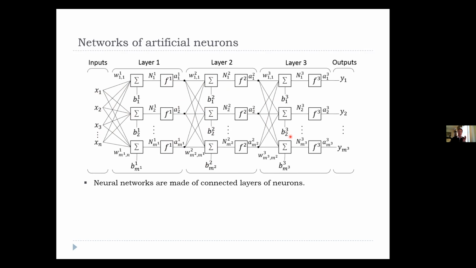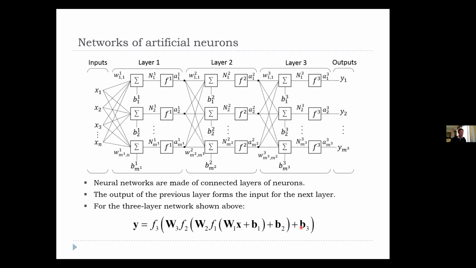And this is the standard multi-layer artificial neural network. Networks are made out of connected layers of neurons. Conventionally, in principle, you can have an arbitrary topology there, and such networks also exist, but this is the most popular type. Okay, so the output of the previous layer forms the input of the next.